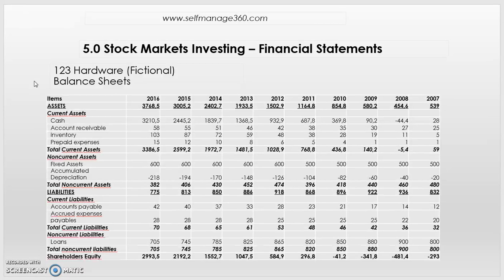As I've done with the income and cash flow statements, we're using a fictional company named 123 Hardware, which has been in operation from 2007 to 2016. We went into every single annual report, taken the values provided in the balance sheets, and put them on the same table so we can compare how the balance sheet is progressing as we move in time.